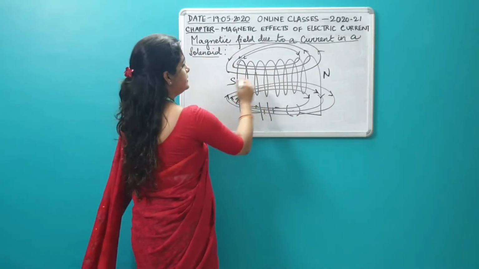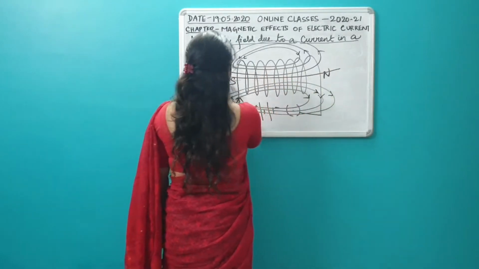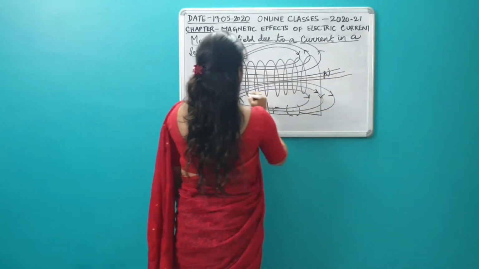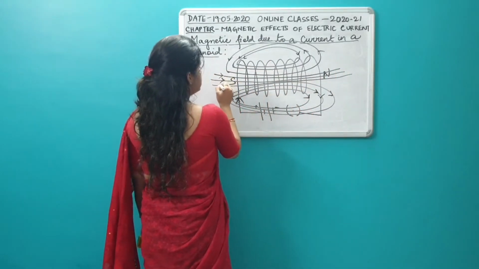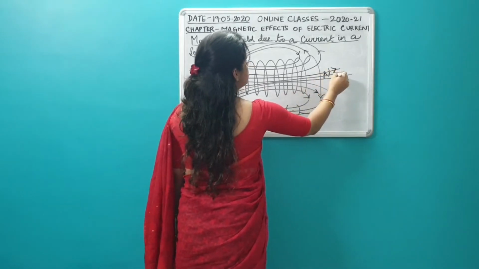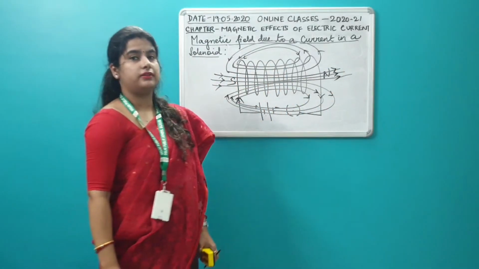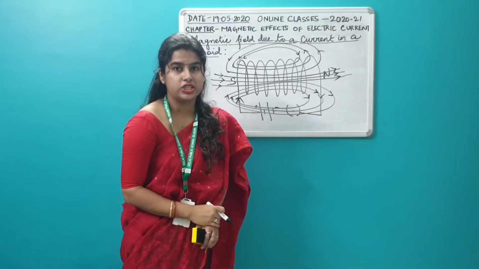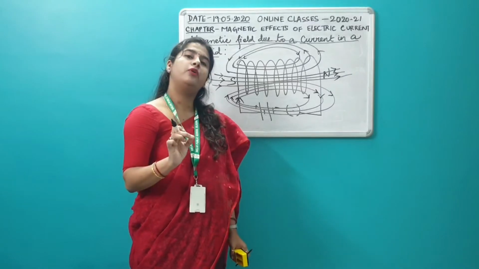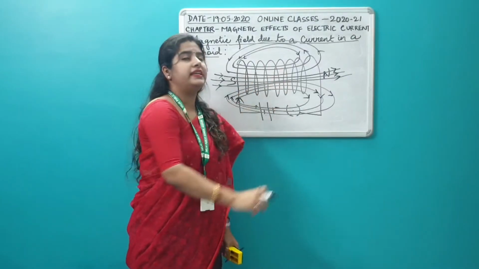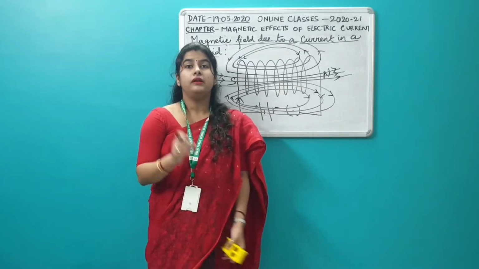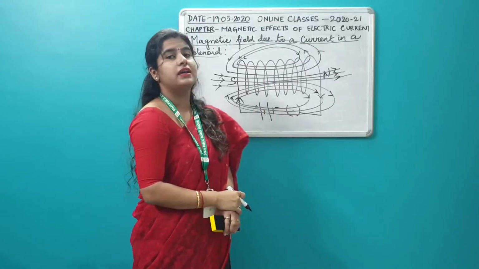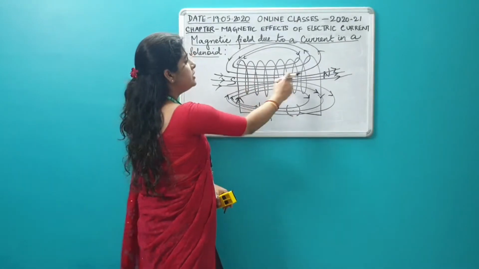And what about the center? The center will be just this. In the center you can see they are just parallel to each other. The magnetic field lines at the center of the solenoid are parallel to each other. That means at every point inside the solenoid, the magnetic effect is actually the same. Inside the solenoid, at every point, the magnetic field lines remain the same. They are parallel to each other.